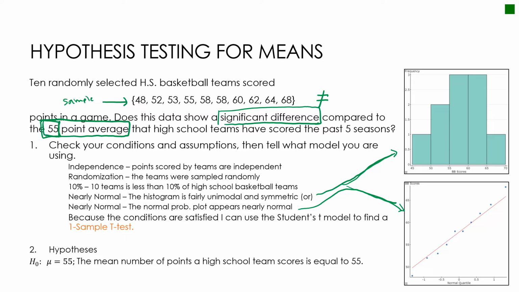So my null hypothesis is that mu is equal to 55, meaning the mean number of points a high school team scores is equal to 55. The alternative, again, should be not equal to because we're looking for a difference, something different than 55.